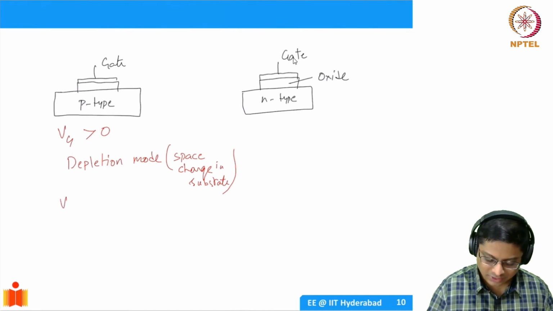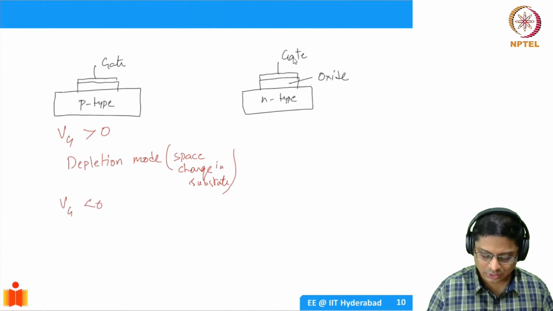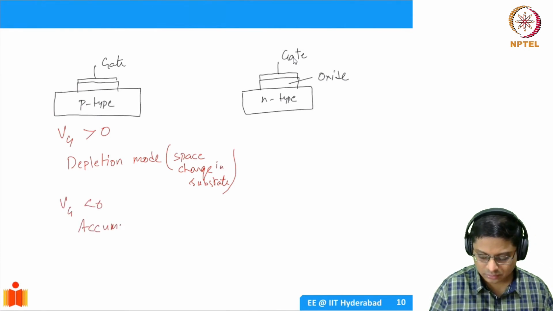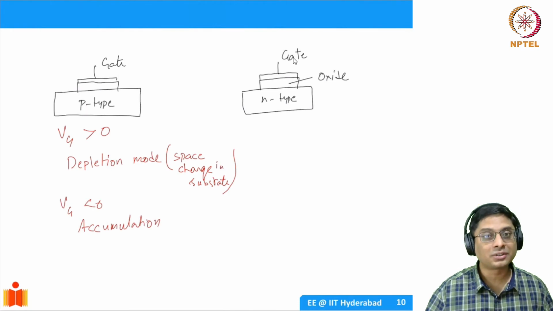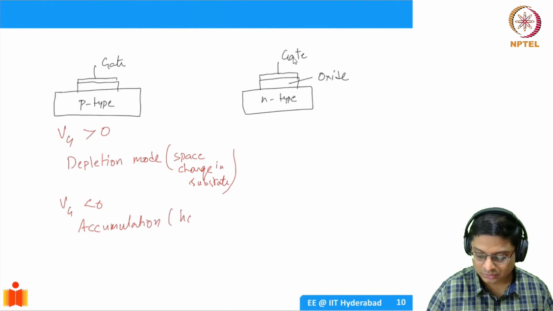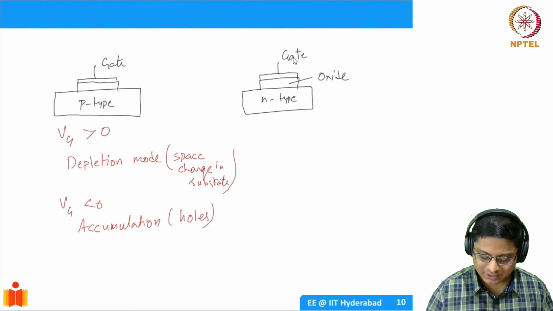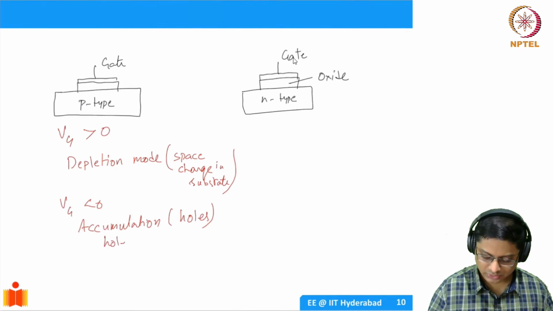And if you apply VG less than 0, you have accumulation. Accumulation of the majority carriers, which are in this case holes. And these are located right under the interface. Holes are right under the interface.